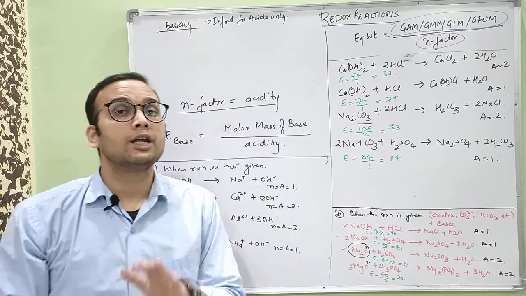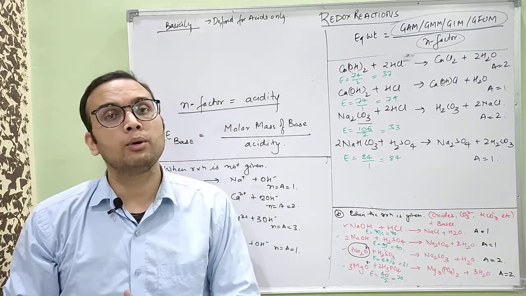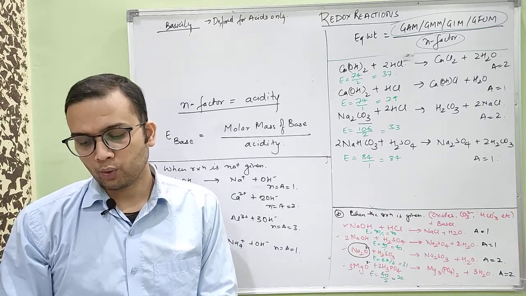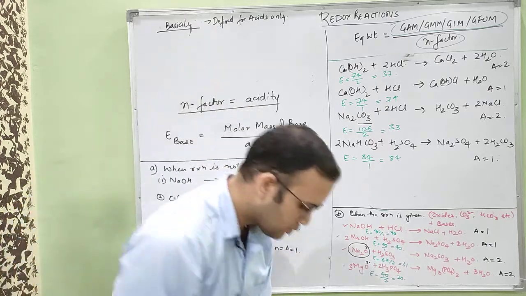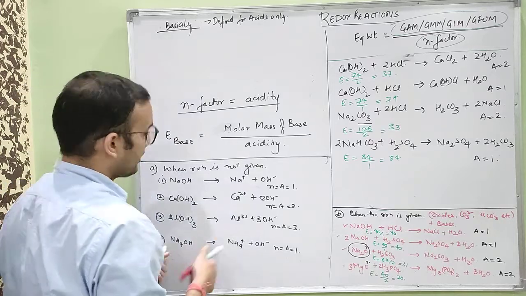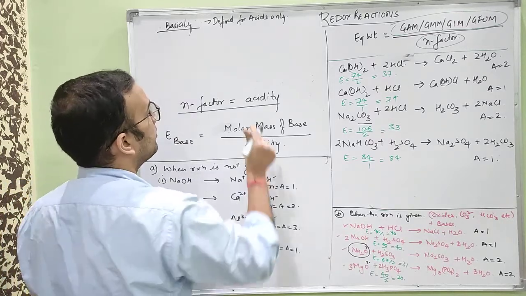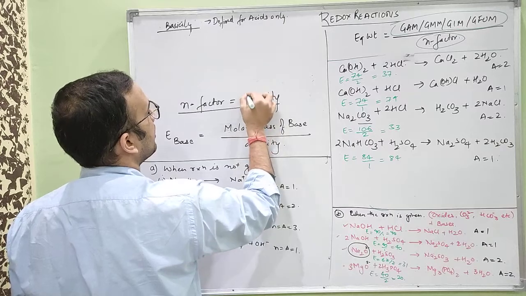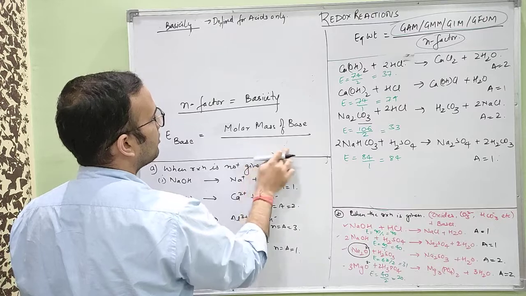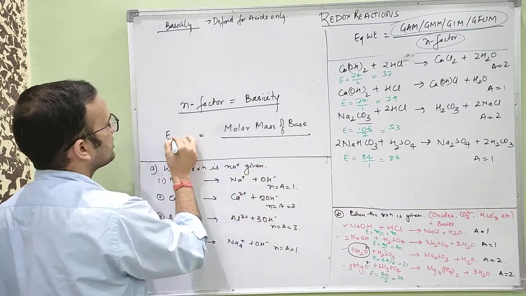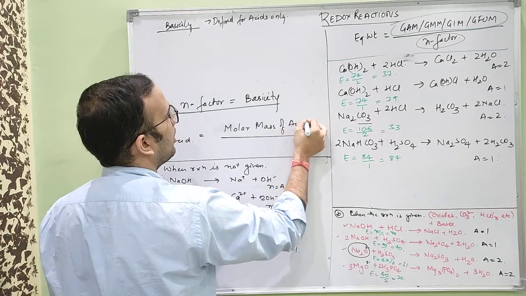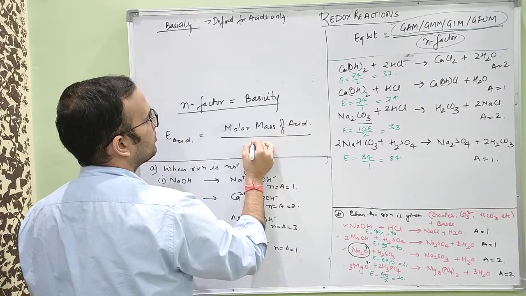Second definition is number of OH minus ions absorbed per mole of the acid. Got that? Again, N factor in this case will be equal to basicity. And the formula for equivalent weight for acid will become molar mass of the acid upon basicity.